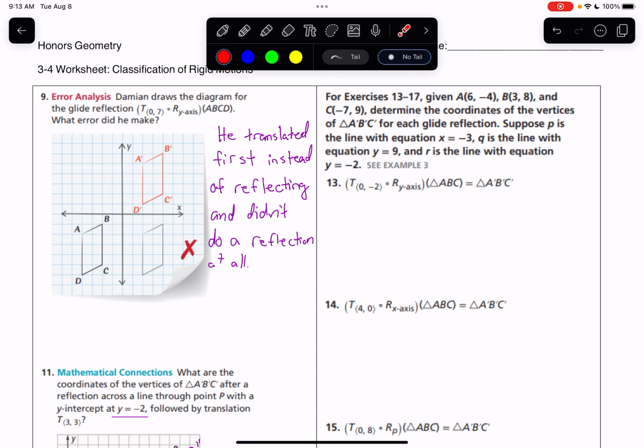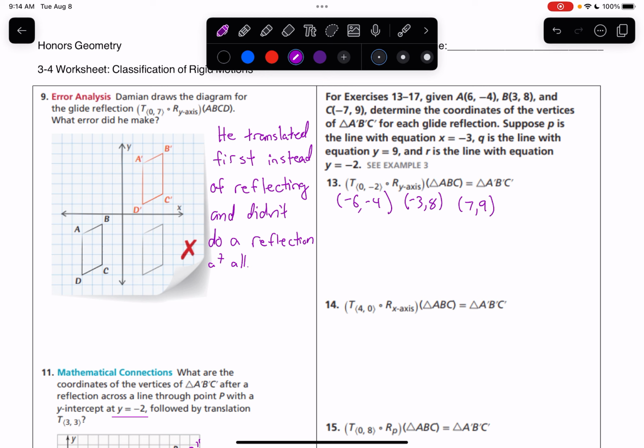So for 13, we are taking the triangle ABC, reflecting it across the y-axis, and then translating it 0, -2. I'm going to take my points listed at the top and write in the intermediate points. If A is 6, -4 and I'm reflecting over the y-axis, my new point will be -6, -4. Reflecting across the y-axis will change the x-coordinate to be negative. My B coordinate is 3, 8, so the new one is -3, 8. And my C coordinate is 7, 9, because it was -7, 9.